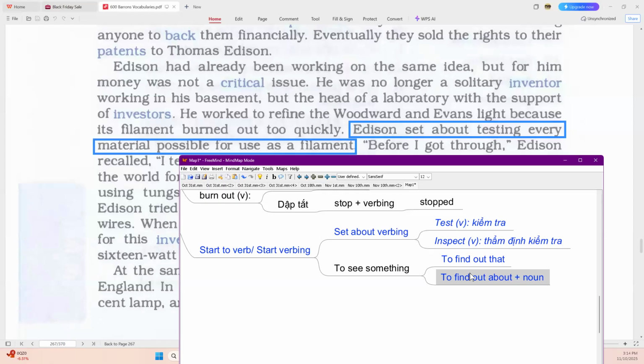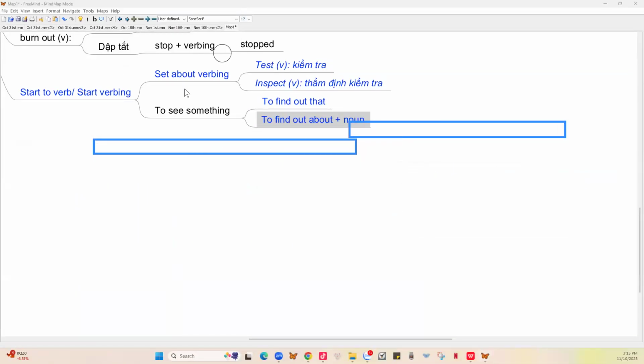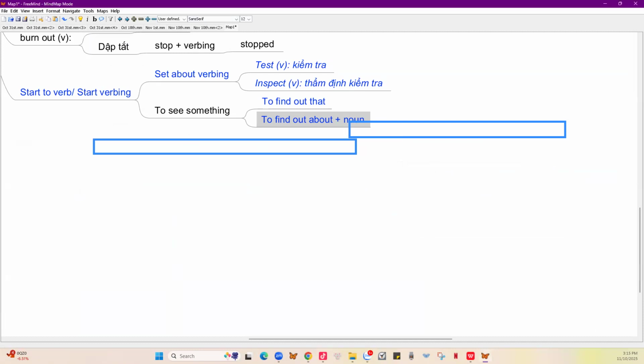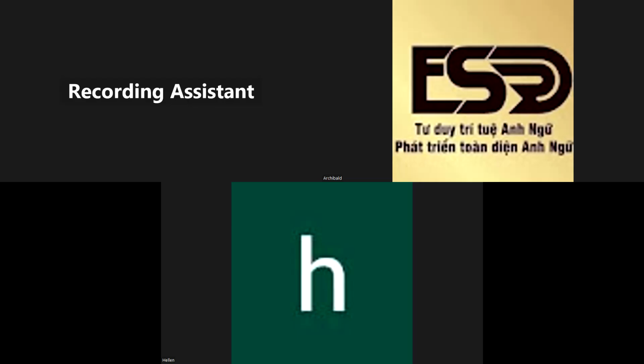Edison started inspecting all kinds of materials to find out that one could be used as a filament. To find out which one could be used as a filament. Let's go. And I'm gonna paraphrase. All right, please wait. Rồi cái kỹ năng paraphrase, it's getting much better. Mà phải thực hành cái kỹ năng paraphrase mới vững. So please wait. We need to take a picture.